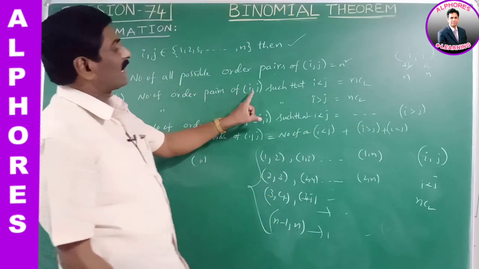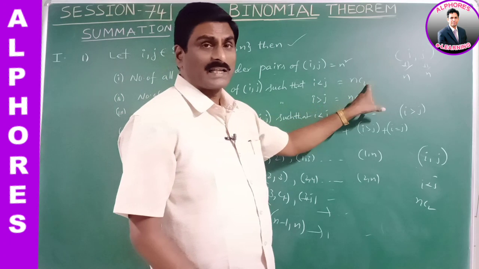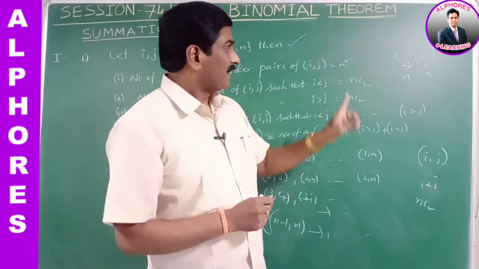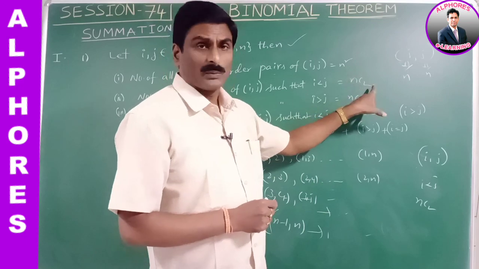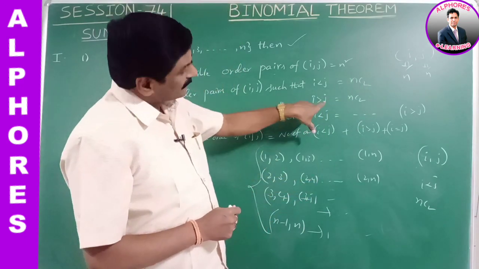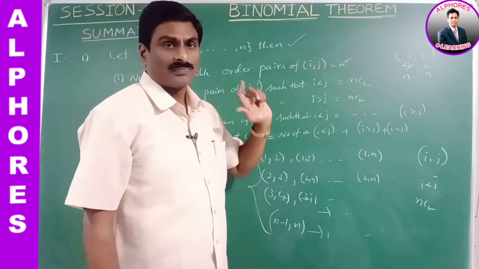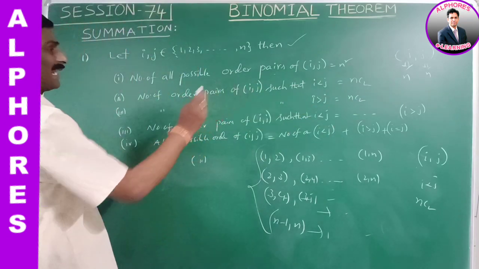Number of ordered pairs (i, j) such that i < j is equal to nC2. Number of combinations of n dissimilar things taking r is equal to nCr. Here two things are selected, so nC2. Similarly, i > j also has a specified order, and in this case also nC2.